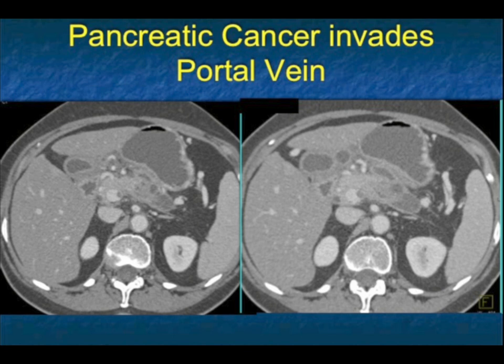You see the pancreatic mass, that's great, but now you got to stage it. Is there arterial involvement? Is there venous involvement? Surgeons are more aggressive, so if you have some involvement, they'll give chemotherapy, maybe radiation therapy, and then operate on the patient.